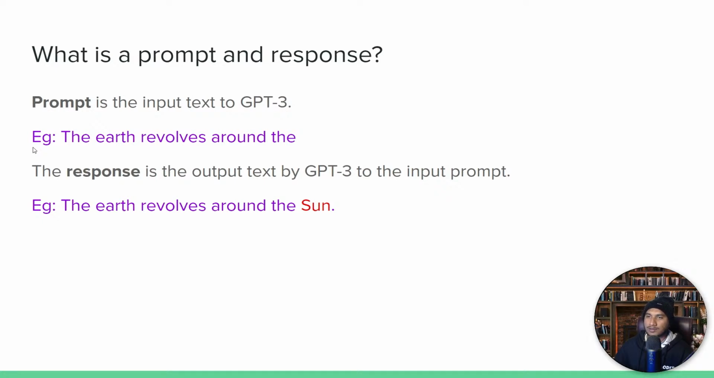So here I kept one example: "the earth revolves around the", okay, so this is the prompt you are giving. But now what should be the response from your GPT-3? The response is the output text by GPT-3 to the input prompt. So this is your input prompt, and here this red word is nothing but your response, which is "sun". If you just read this prompt carefully, the earth revolves around the sun, and it is trying to generate "sun". That's why it is trying to understand the prompt, and based on the prompt it will try to give you the answer.